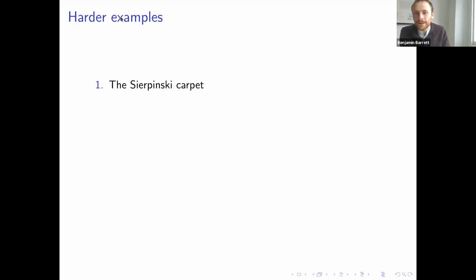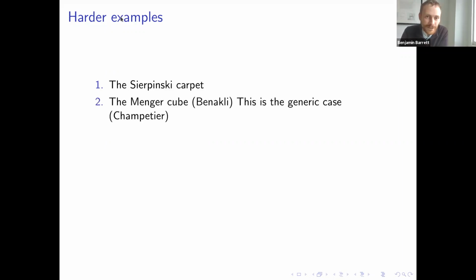And I'm going to explain in a second, I quite like this construction. I'm going to explain in a second how the Sierpinski carpet can be realized as the boundary of a hyperbolic group. Next example, the Menger cube. So that was on my first slide. This is the theorem of Bestvina and Mess, which says that the Menger cube is the boundary of a hyperbolic group.